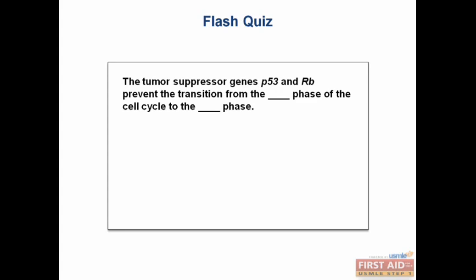Alright, time for our first flash quiz of the cellular section. The tumor suppressor genes P53 and RB prevent the transition from the blank phase of the cell cycle to the blank phase.